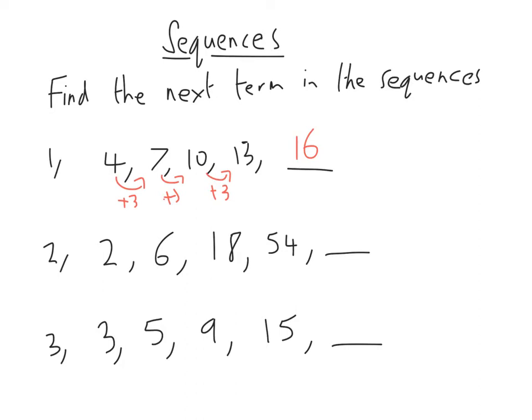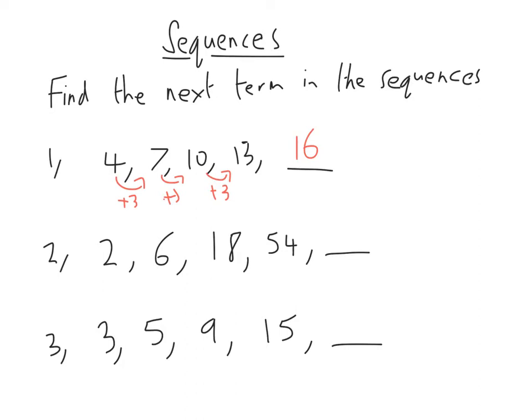Not all sequences will be linear, and you might have to look out for different rules. If we go from 2 to 6, we'd have to add 4. To go from 6 to 18, if we add 4, we should get 10. So this sequence is not linear. We need to see another relationship between the numbers.